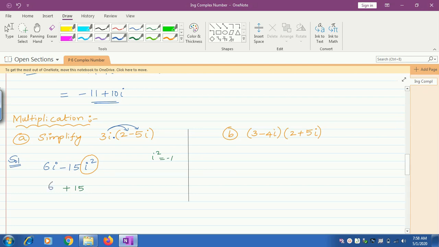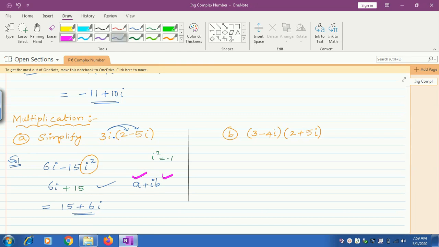This is 6i plus 15. Always you have to write the real part first, therefore I can write it as 15 plus 6i. This is not the standard form, right? So always the standard form is a plus ib. So first you have to write the real part and then followed by the imaginary part. That's why we will write the real part first and then the imaginary part.